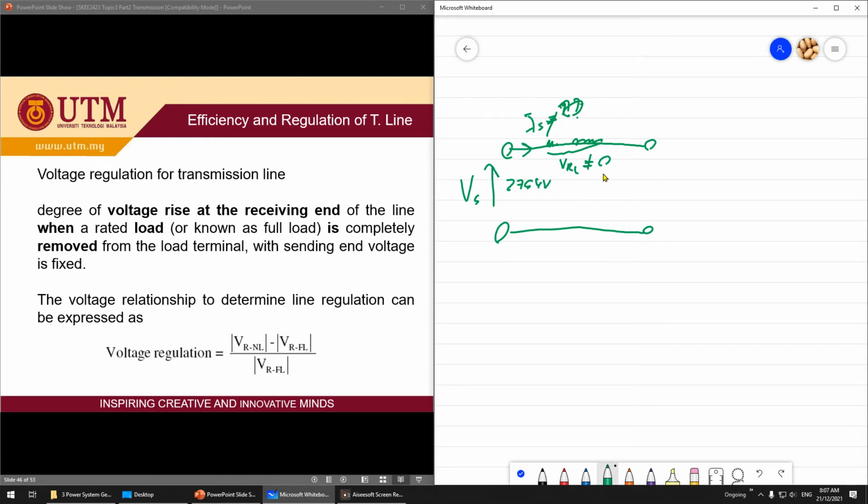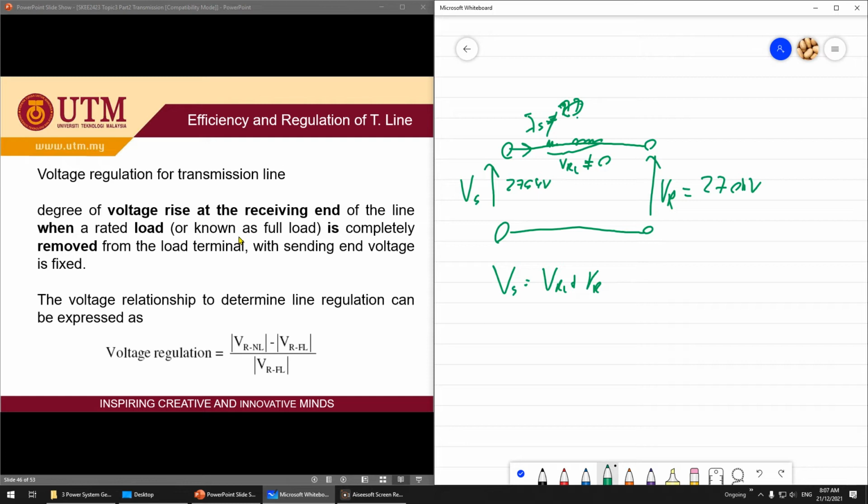So there is a voltage drop. So Vs is equal to VRL plus VR. So basically they will be different. This one VR is probably 270 kV, depending on the load and everything. Okay, this one is too much I think. Voltage regulation is only a small number. So that is what is meant by voltage regulation.